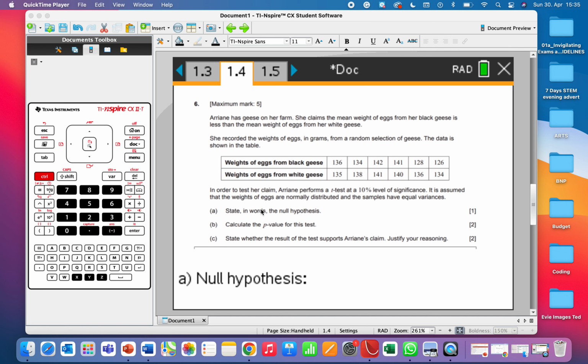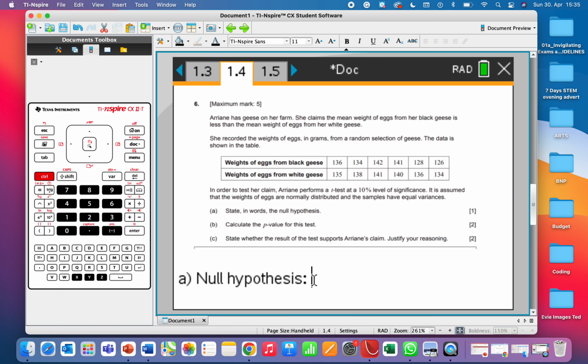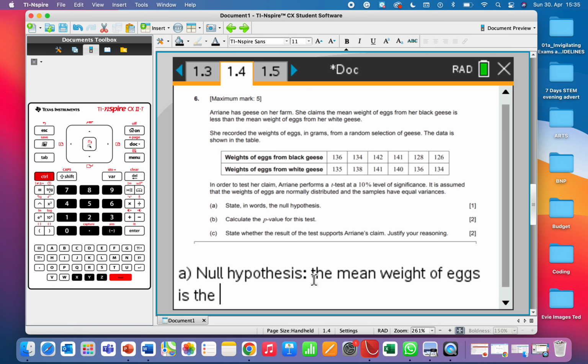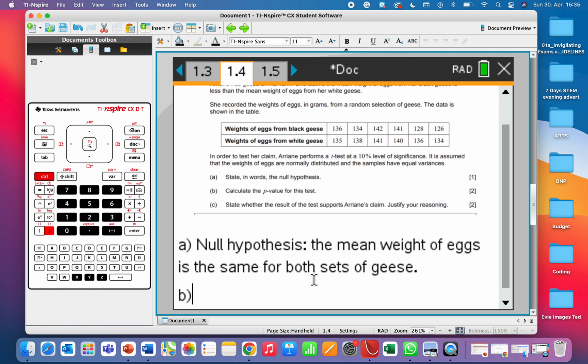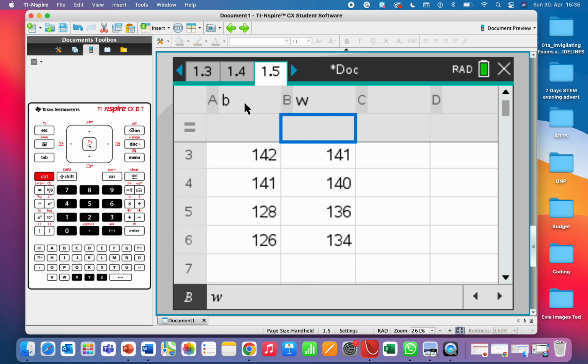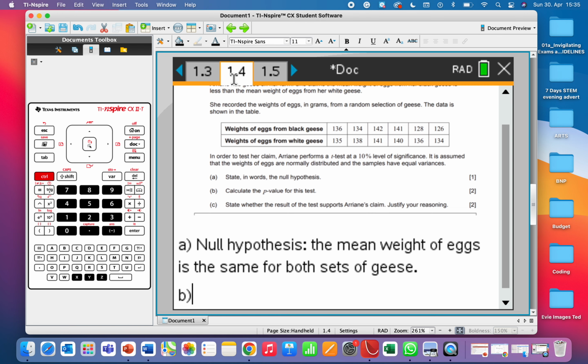Alright, so let's go ahead. The null hypothesis is always that there's just nothing happening, right? There's no difference. So the null hypothesis is the mean weight of eggs is the same for both sets of geese. You just write it in words, that's absolutely fine. And then B, we've got to go ahead and do a hypothesis test. I've already got my data in here, B and W. Now it's a one-tail test, so let's see which way around the farmer wants to test.